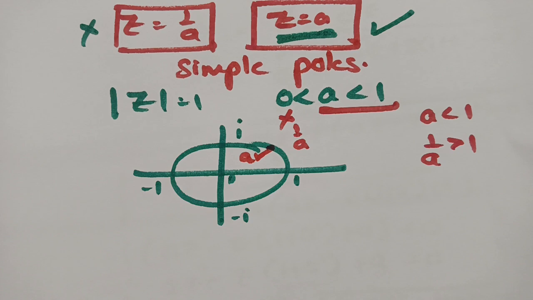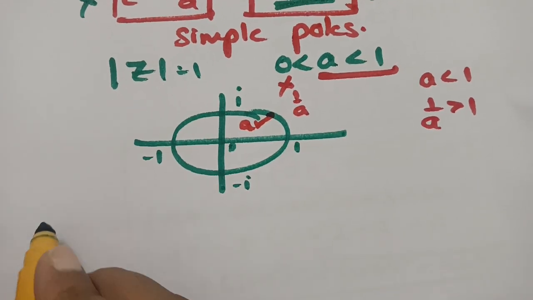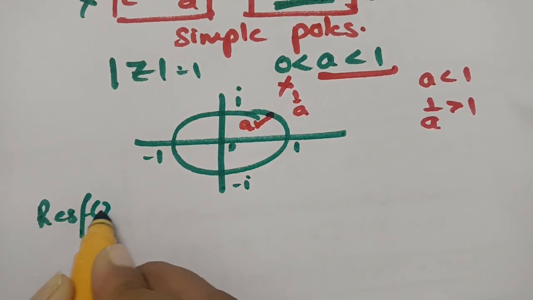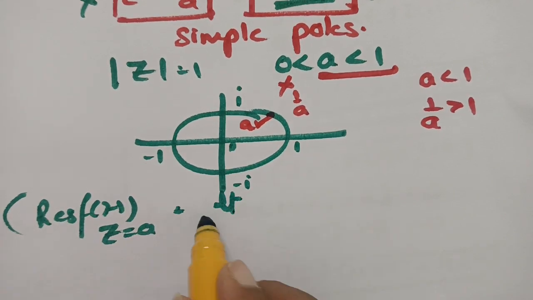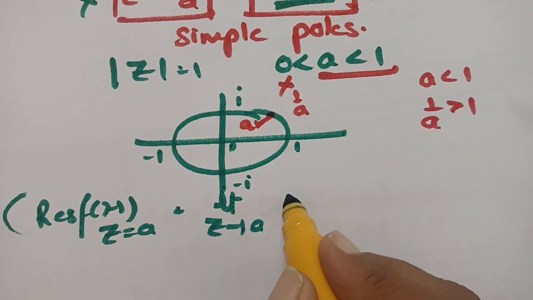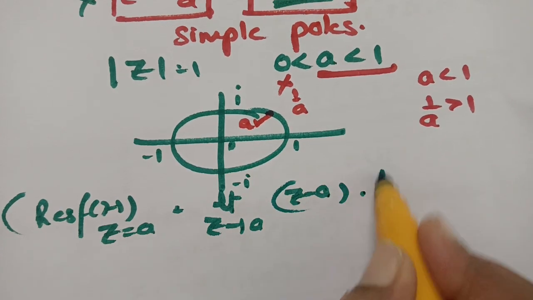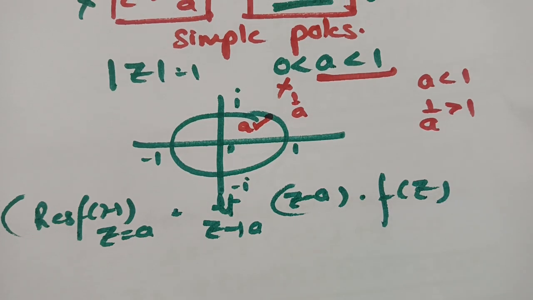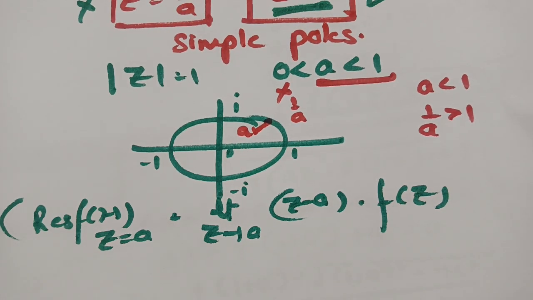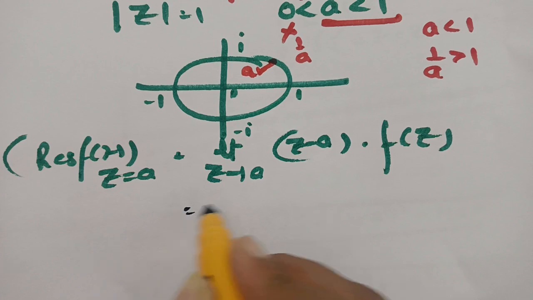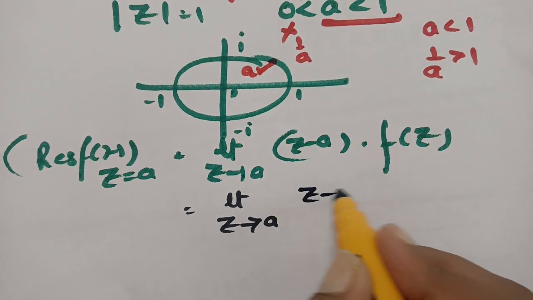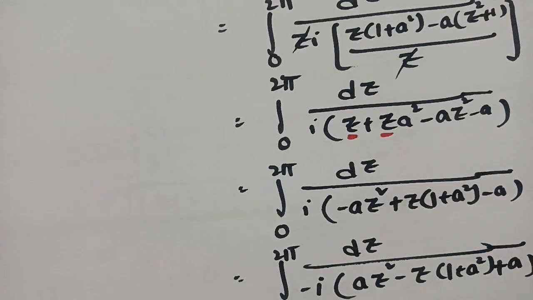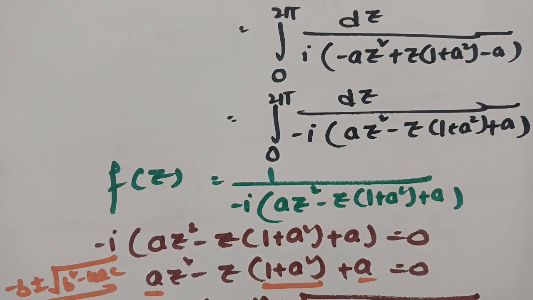So for finding the residue, as usual, the formula here is residue of f of z at z is equal to a, which is the limit as z tends to a of z minus a into f of z. Here, limit z tends to a, as it is the interior pole, z minus a into f of z. So what is our f of z here? Let me show you. Our f of z value is this one.